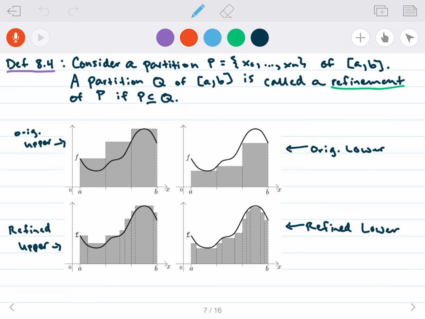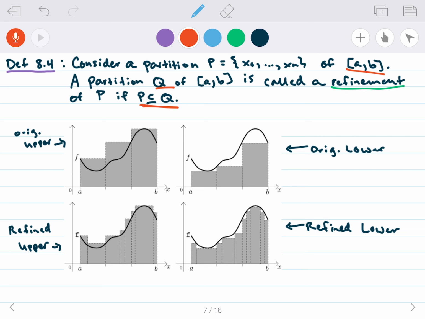That's our definition. Okay, so now we're going to talk about refinements. So if we have a partition, x0 through xn, of an interval from a to b, a partition Q is a refinement of P if P is contained in Q. And so when we refine partitions, we're actually getting better and better estimates for the area under the curve. When we add more and more rectangles, the estimate gets better. That's the idea of refinement.